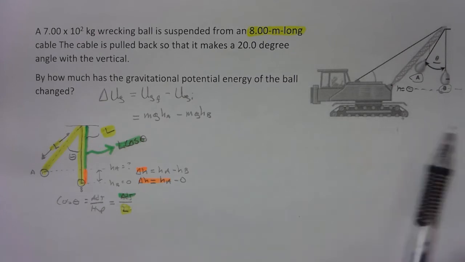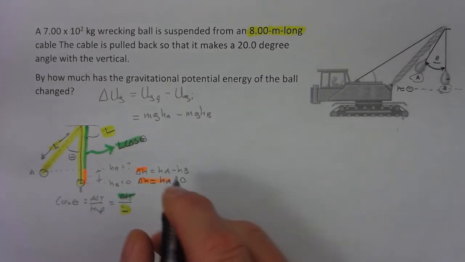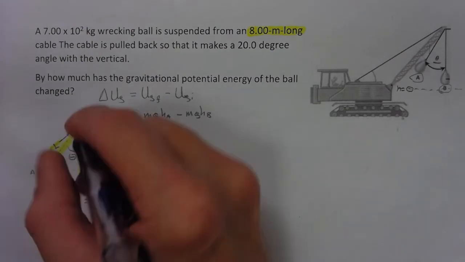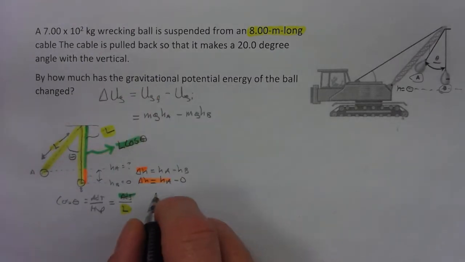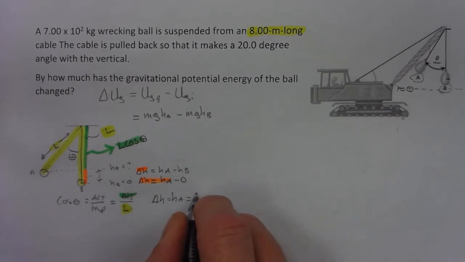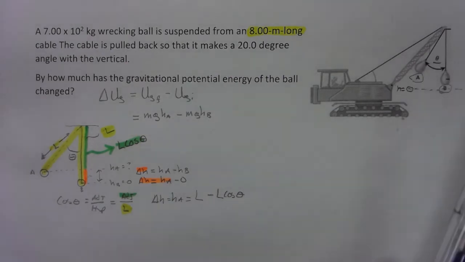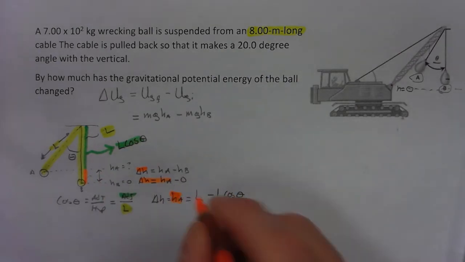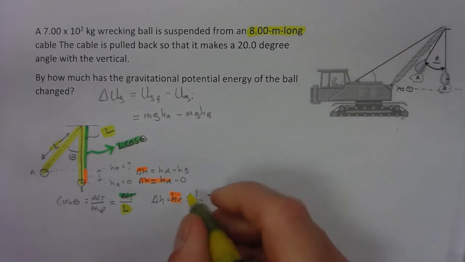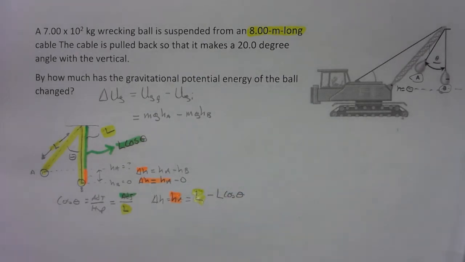So that H, then, right here, that change in H, that orange part, that is the yellow part minus the green part. So change in height, which is our height A, is L minus L cosine theta. All right, and sticking with our color coding, that orange is the yellow minus the green. So that's how we can do it.